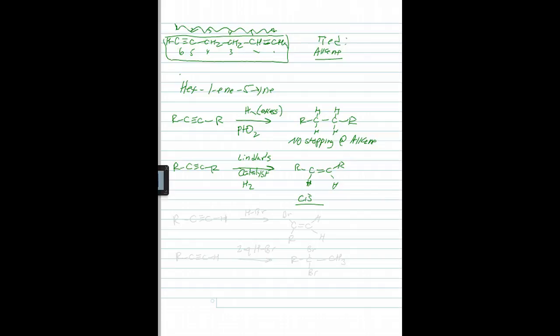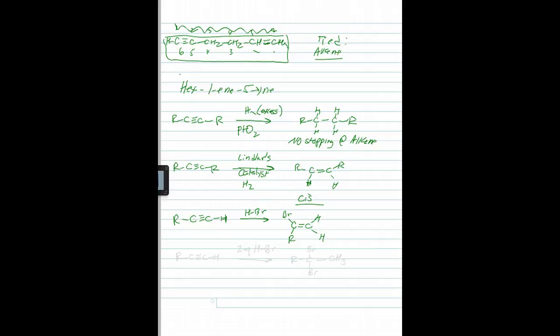So that's hydrogenation. What about HBr? Let's take a terminal triple bond. Terminal means that you have a hydrogen on one side. It means that your triple bond is at the end of the chain. If you have one equivalent of HBr, it does exactly what we've seen. The bromine goes to the more substituted carbon, and the hydrogen goes to the least substituted. So you form a double bond with a bromine on it.